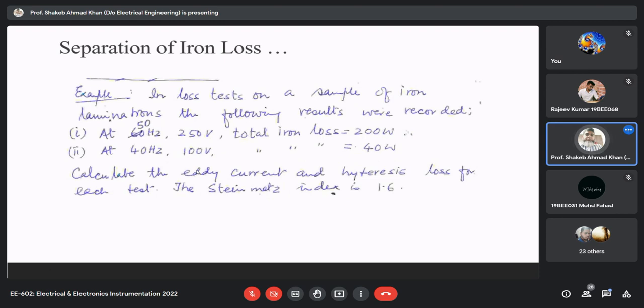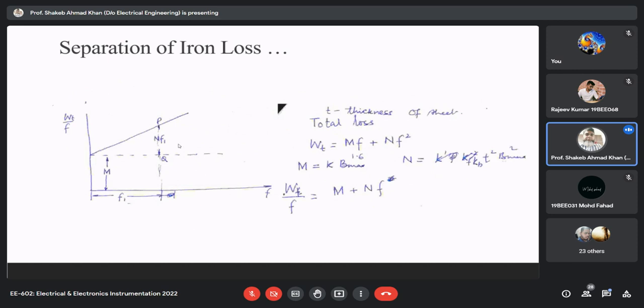So the V by F ratio we have to keep constant. Here you see V by F ratio is not constant. You take the V by F and you take the VF. It is not constant. So this method is ruled out. This method is ruled out.